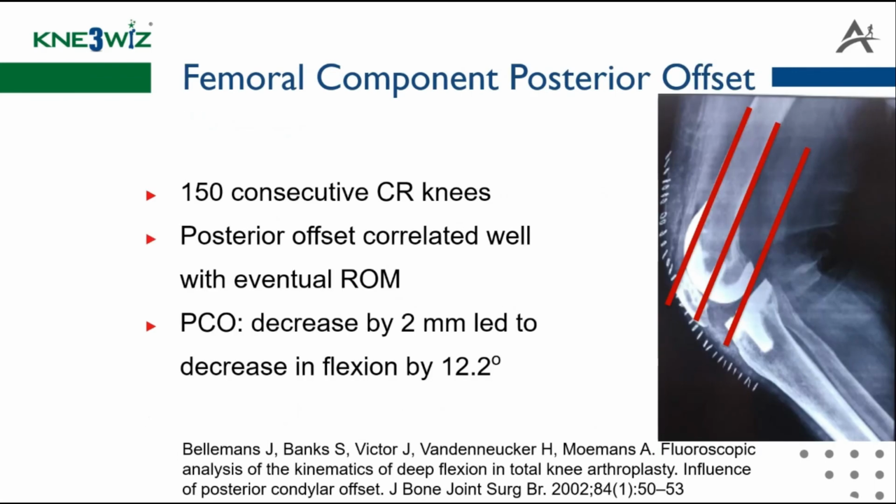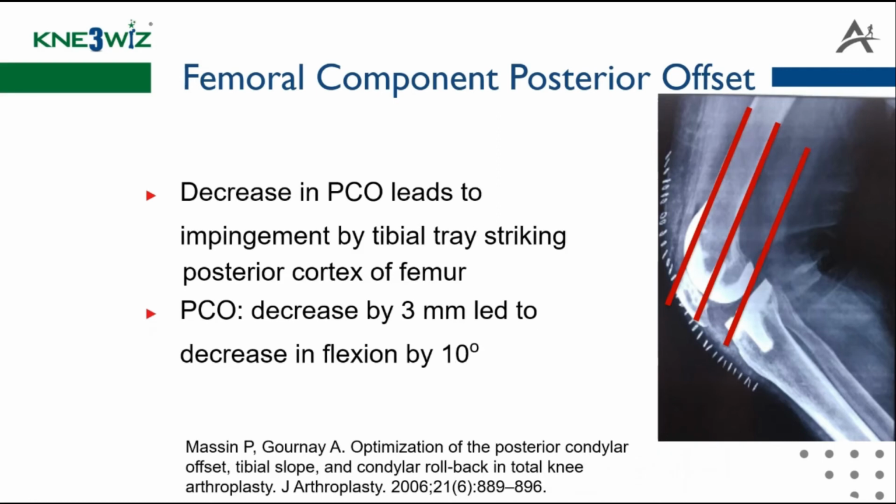For the next variable, posterior femoral offset, Bellemann's group found that posterior condylar offset correlated well with the eventual range of motion. A decrease by 2 millimeters of posterior condylar offset led to a decrease in flexion by 12.2 degrees. Another study stated that a decrease of 3 millimeters of posterior condylar offset led to a decrease in flexion by 10 degrees. They hypothesized that the decrease in posterior condylar offset led to impingement by the tibial tray striking the posterior cortex of the femur.